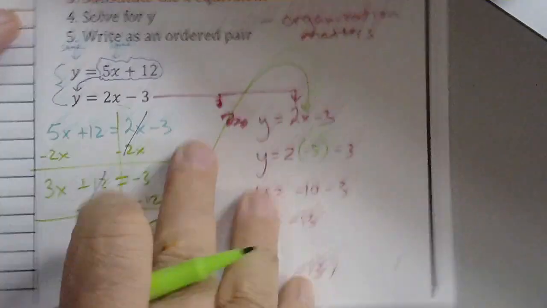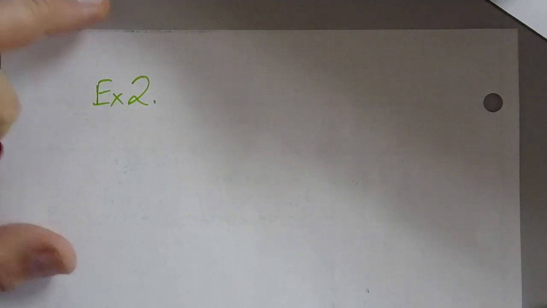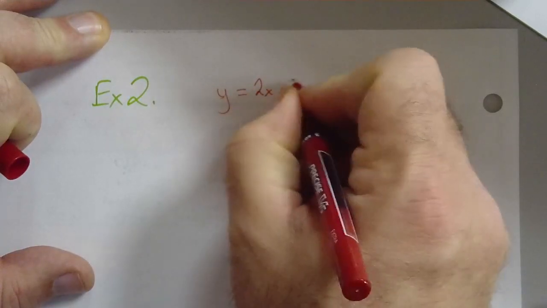All right, flip it over. Let's do one more example. Example 2, I'll do this slightly different than I did in class. And we'll do y equals 2x plus 3.